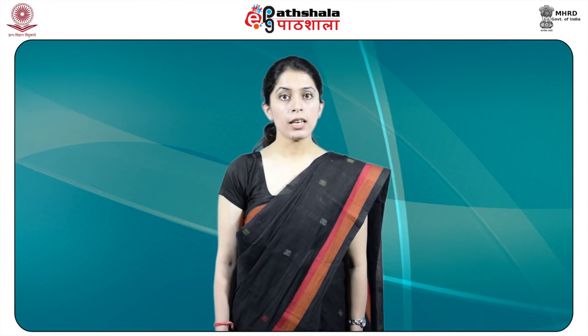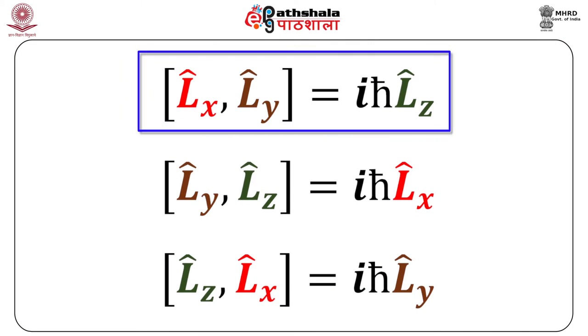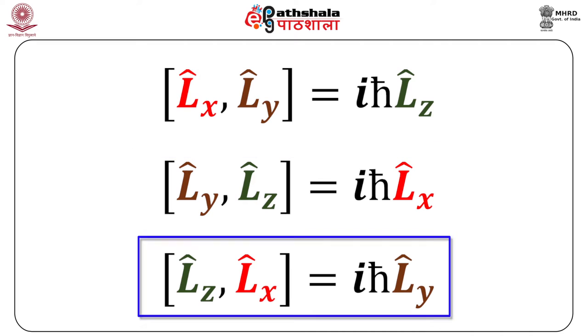From the fundamental commutation property, we know that no two components of angular momentum operator commute, and they obey the following set of commutation relations. The commutator of Lx Ly is equal to iota h cross Lz. The commutator of Ly Lz is equivalent to iota h cross Lx, and the commutator of Lz Lx is equal to iota h cross Ly.